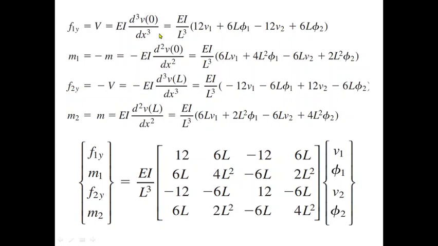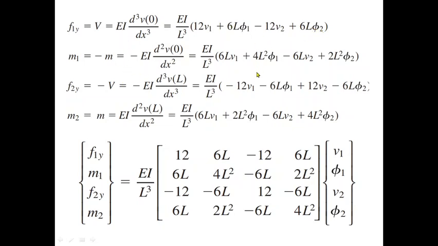So finally you will have the equation EI by L cube (12 v1 plus 6L, actually kindly change it to theta 1). In a few textbooks they follow phi, and in a few they follow theta. So here I am following theta 1. Kindly change the notation to theta 1. Is it clear? So you need not be confused. 12 v1 plus 6L theta 1 minus 12 v2 plus 6L theta 2.